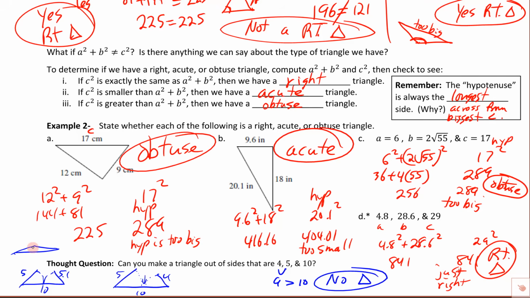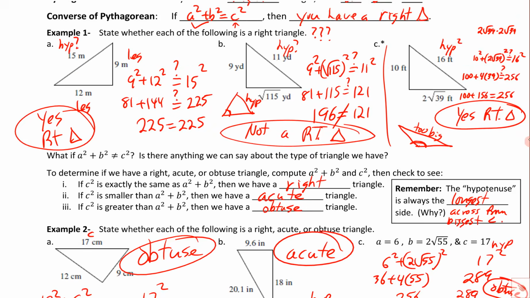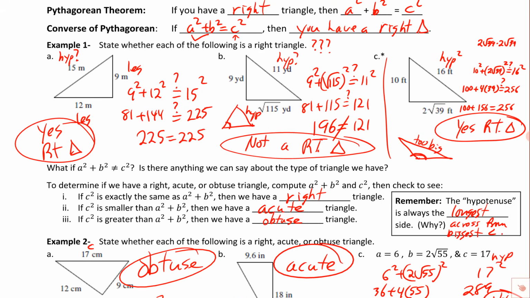What we practiced today is called the converse of the Pythagorean theorem, and it allows us to classify triangles as right, acute, or obtuse based on the size of that potential hypotenuse, if you want to think of it that way.